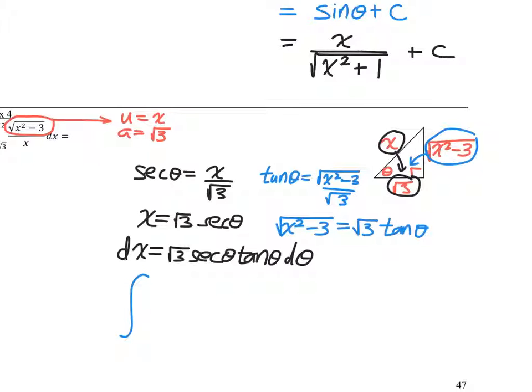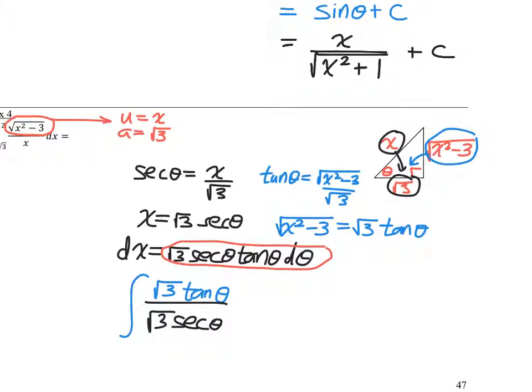All right. So on top, I have my radical 3 tangent of theta at long last. On the bottom, I have a radical 3 secant theta. And then my dx is going to get swapped out for this monster. Just double checking the monster here. Yeah, it looks good. Secant has a derivative, secant theta tan theta, so that's good.